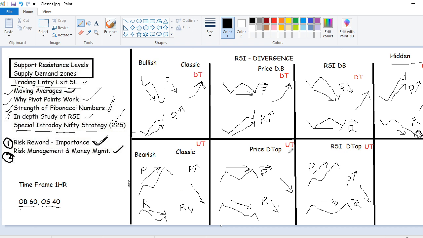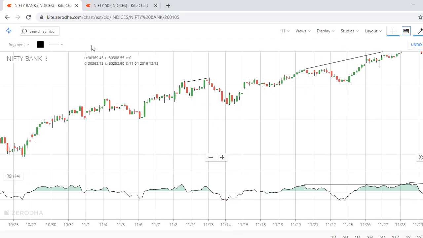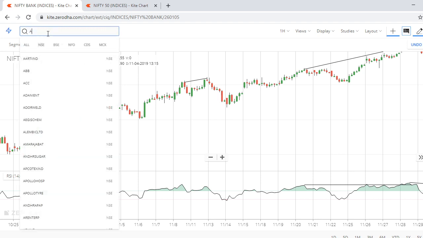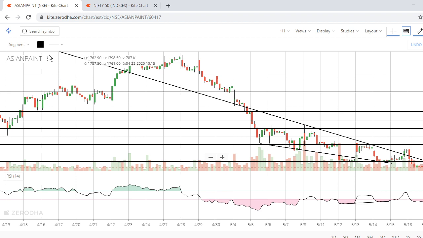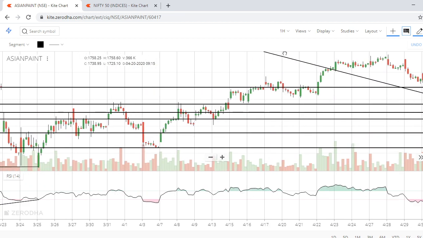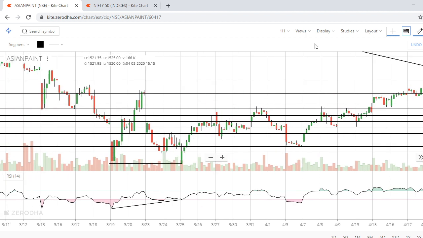Okay, now let's see one example for this. Bank Nifty. Okay, enough of Bank Nifty. Let's go back to Asian Paints one more time. Asian Paints, I think in the month of March, I believe.